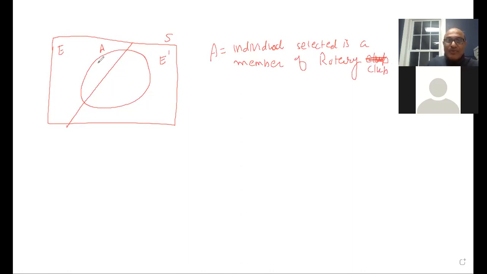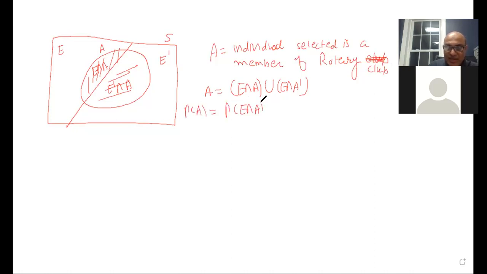And you can see over here, as I told you, that once the person is employed, it has nothing to do with this side, and vice versa. That means this is the part of E intersection A, and this is the part of unemployed intersection A, meaning unemployed and a member of the Rotary Club. So I can write my set A as E intersection A, union E dash intersection A, that means this portion, this portion and this portion. That is my set A, very natural. So I'm looking for the probability of this set A, that is equal to the probability of E intersection A union E dash intersection A.